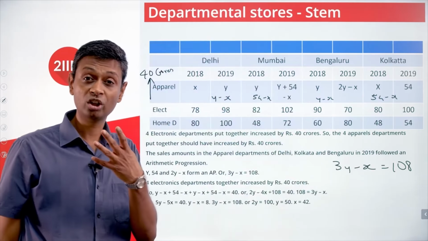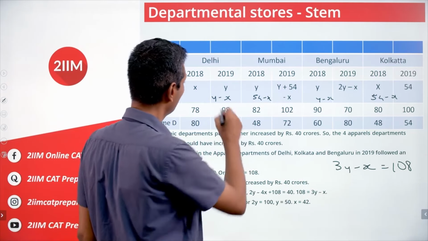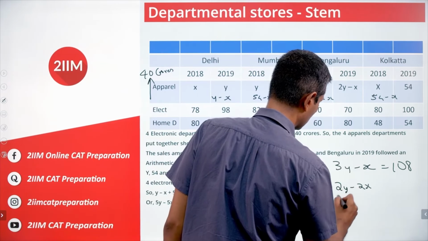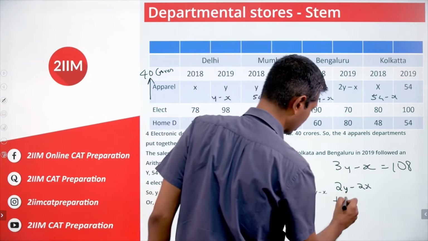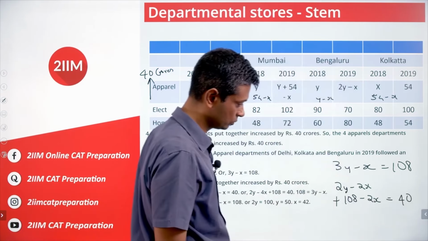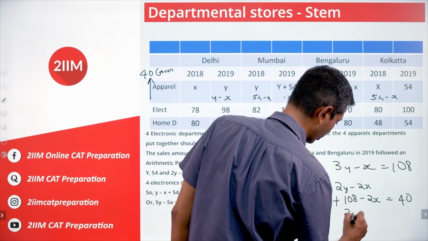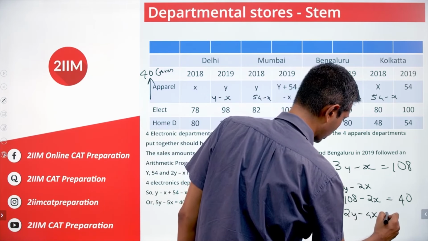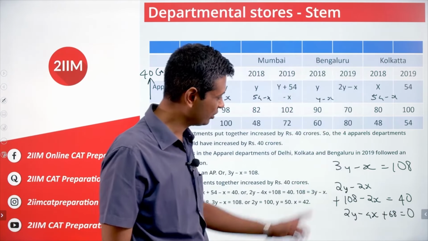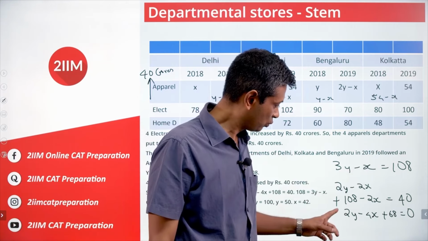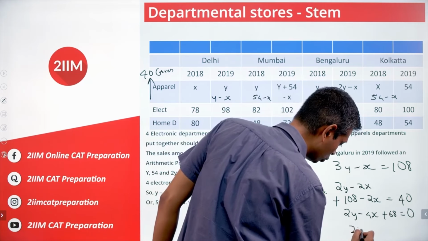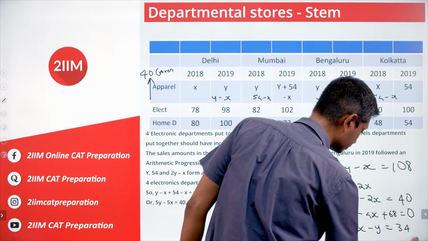The total amount increase is 40, or y minus x plus y minus x, 2y minus 2x, plus 54 minus x plus 54 minus x. 108 minus 2x equals 40. Or 2y minus 4x plus 68 equal to 0. We have 3y minus x equal to 108. 4x minus 2y is 68. Or we can rewrite this and say 2x minus y equals 34.